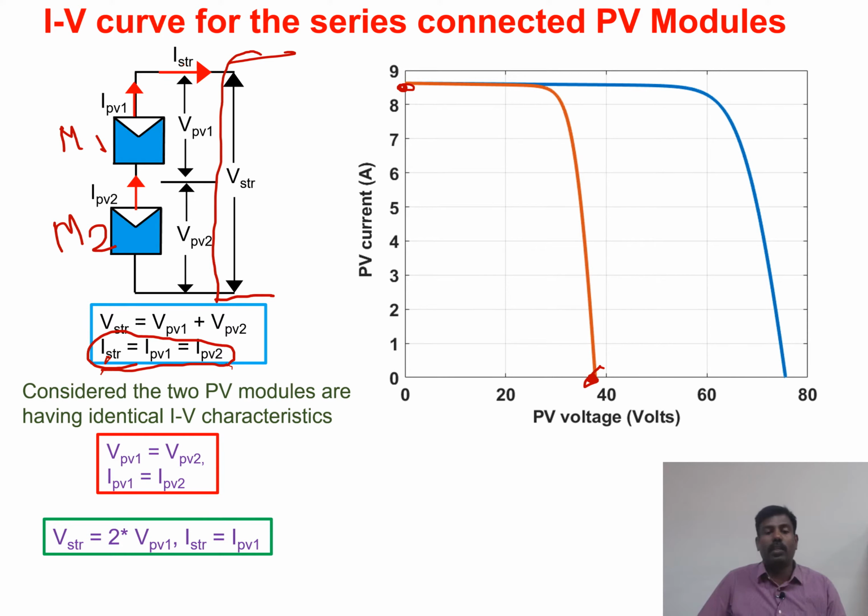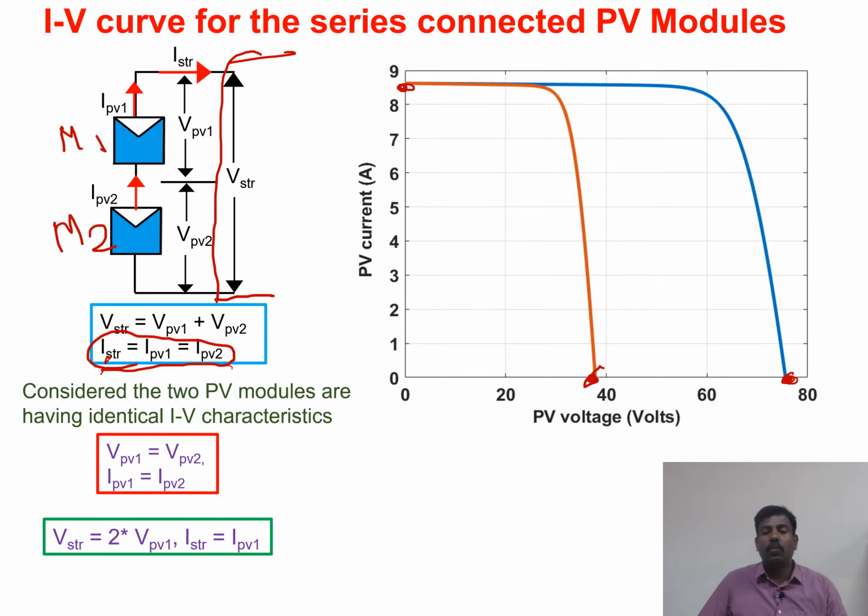So if the current is 0, then the voltage across module 1 is VPV1 and the other one is VPV2, which are similar. So the string voltage will be 2 times the module voltage. This is the operating point of the string when the modules are connected in series. So 2 times the VPV1.